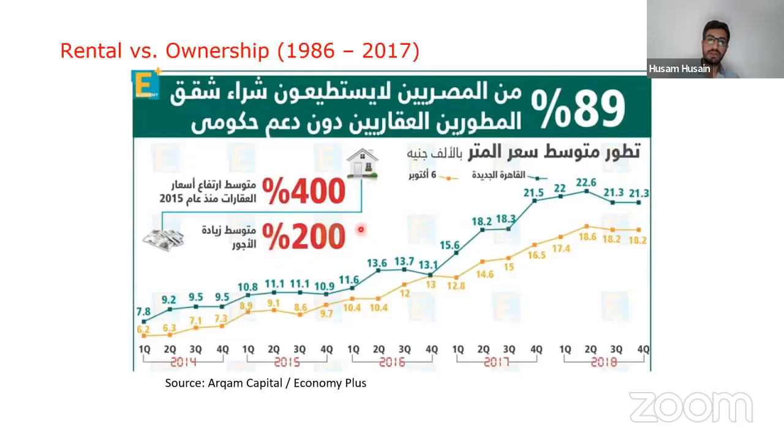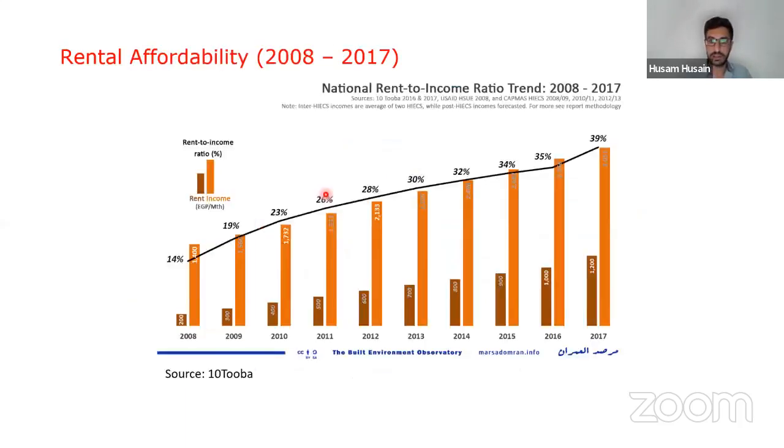The average increase in the monthly salary or income of people is about 200, and the average increase in the price of properties is 400. So it's double the income. The growth of the prices of apartments or rent of apartments is growing at double the ratio of the monthly or yearly income of people. And this is another crisis again.